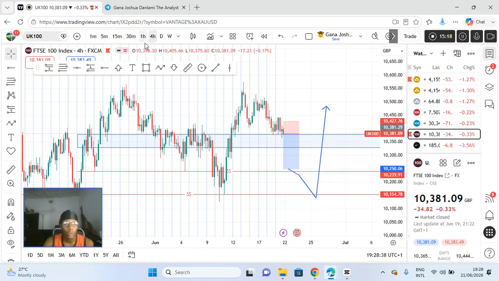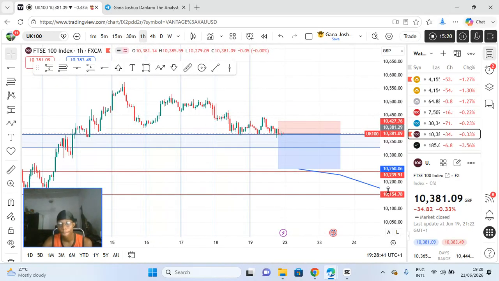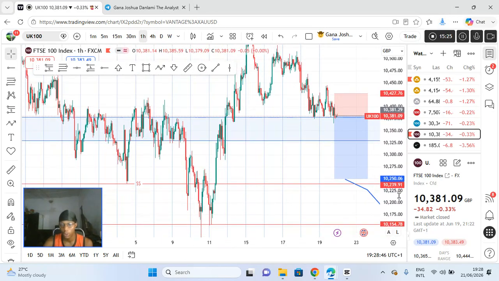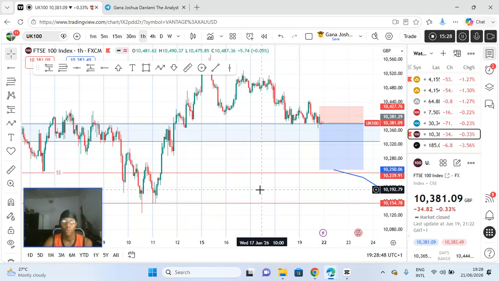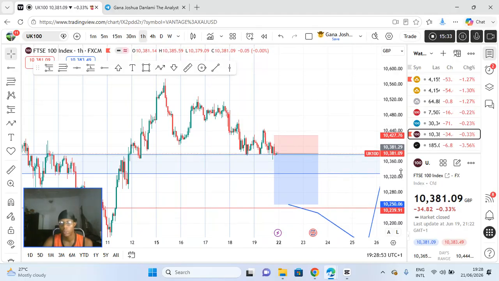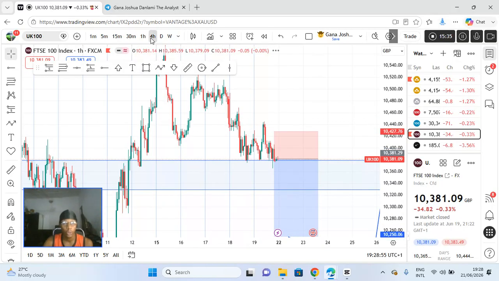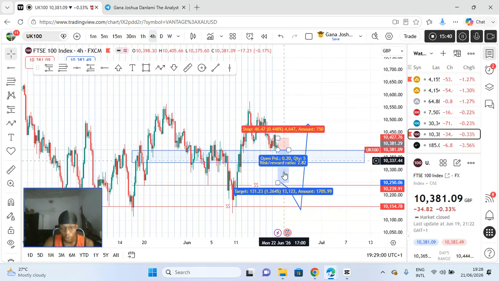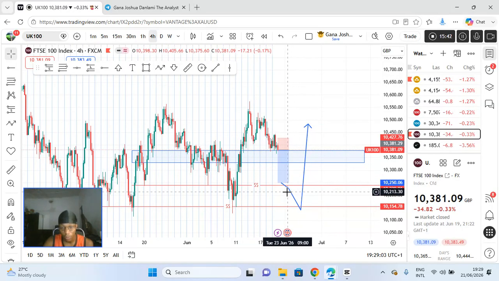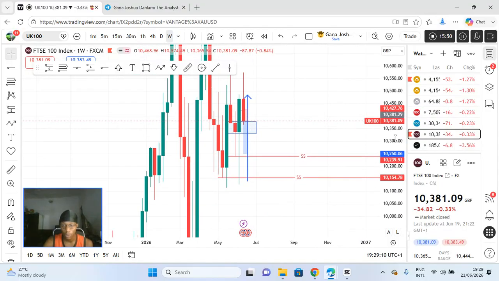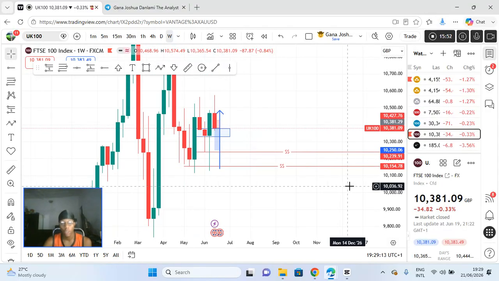On UK 100, if we come to the 1 hour, price is at this level. So that's what I see on UK 100. Simply put, even though overall, as we can see from the weekly time frame, so long as price is around this zone it is bullish until price breaks this level, because if you look at this candle close from the weekly, it's a bullish engulfing candle. But let's see how things turn out.